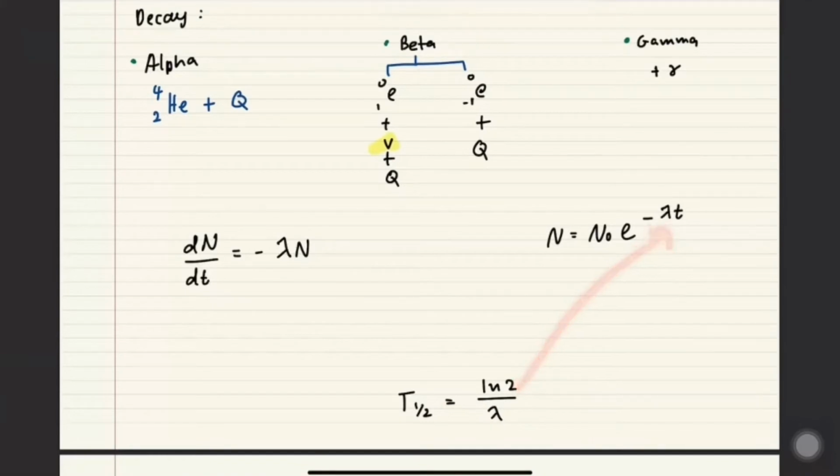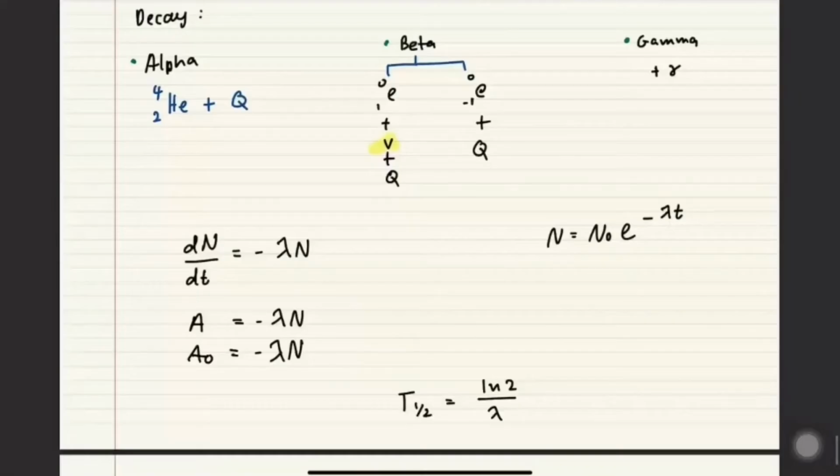And you also know that dN over dt is represented by A. So A equals negative lambda N. The only equation that relates A with N is this one, A equals negative lambda N. At the same time, you can write it as A naught equals negative lambda N naught. If A is at 5 seconds, N is at 5 seconds. If A is at 10 seconds, N is at 10 seconds. If you are talking about initial A, N is also initial. That's why you can write down this equation.